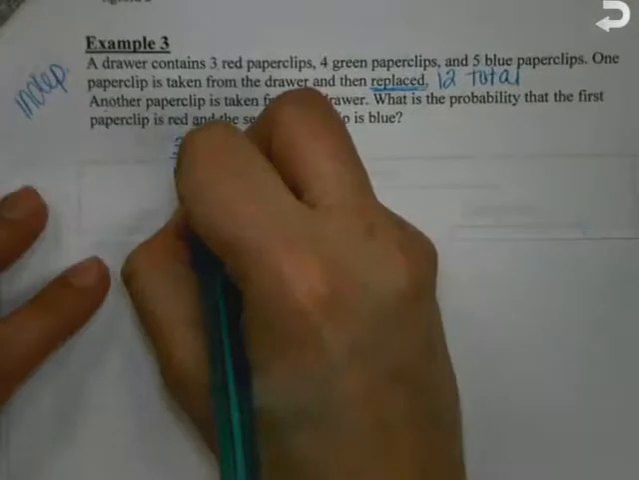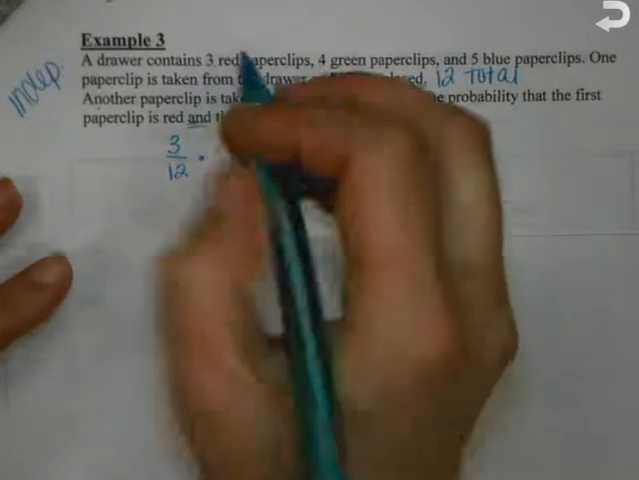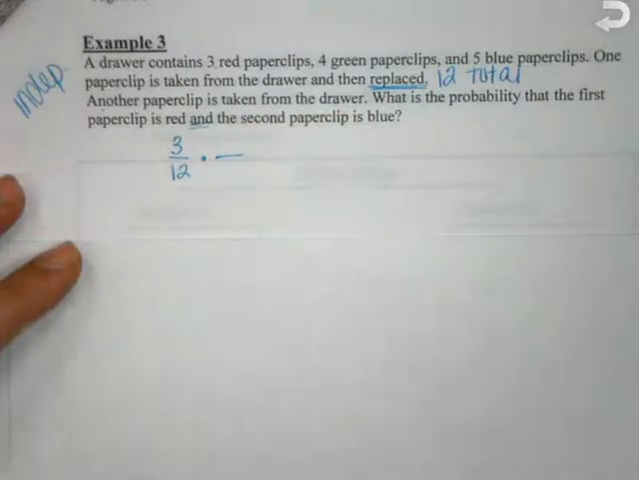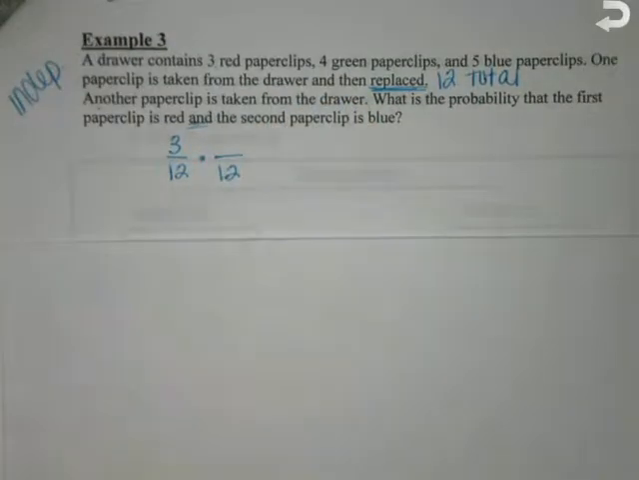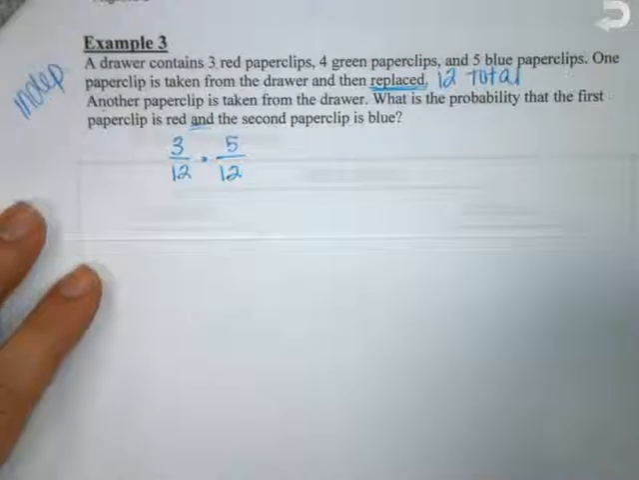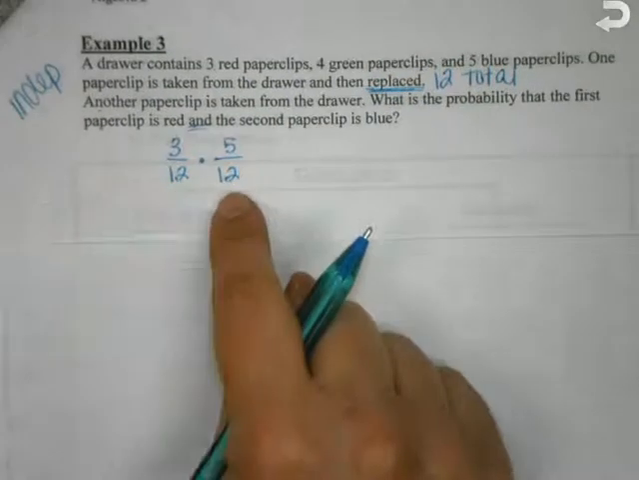What is the probability that the second one is going to be blue? Remember, I put the red one back. So how many total paper clips do I have in the drawer? Still 12, because I put it back. How many of them are blue? 5. Okay, so because they're independent, our denominators are the same, because we put it back. Reduce as much as you can.